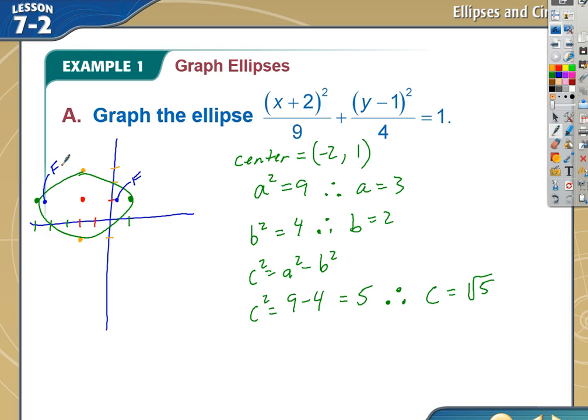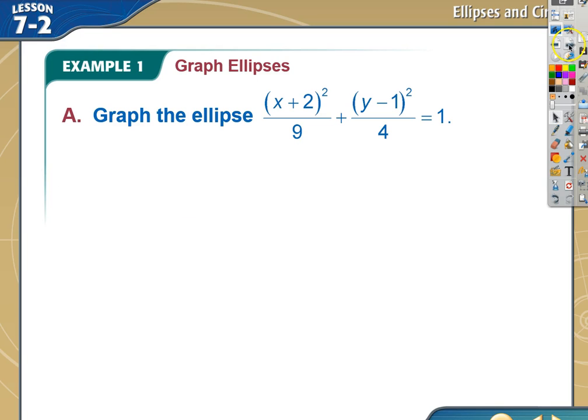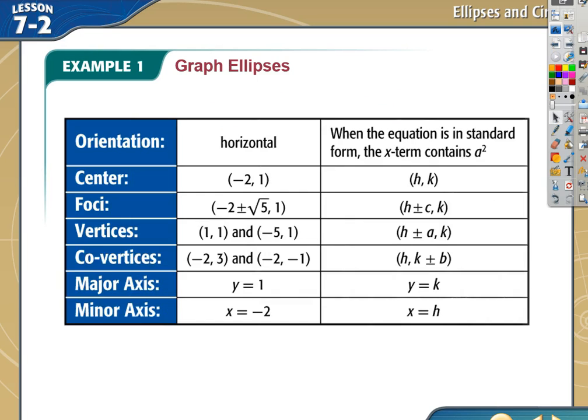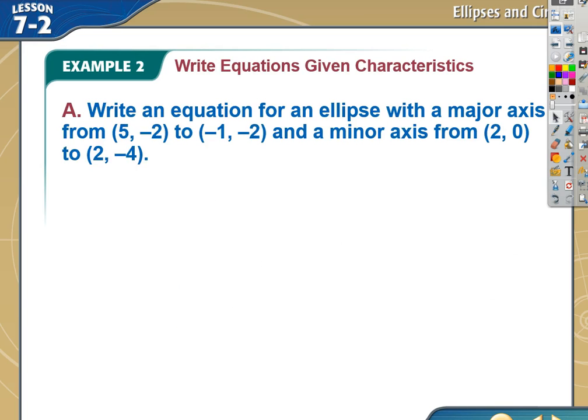How else can we do this? How else can we draw an ellipse? But what if we're only given characteristics, not the actual graph? Well, let's see how that changes things up. Write an equation for an ellipse with a major axis and a minor axis. So they give us the points. So let's draw this out.